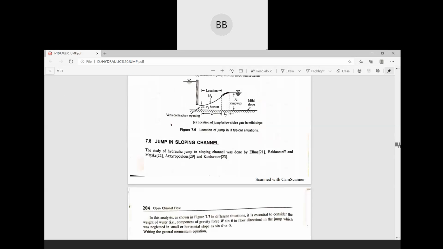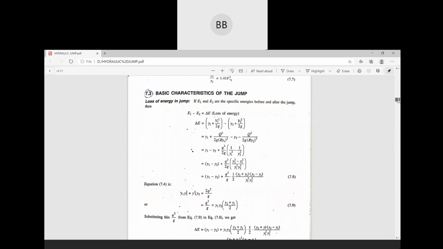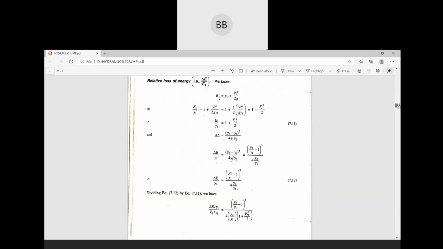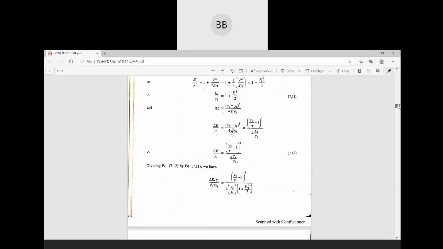Okay, so next, loss of energy, I think we have already discussed. This is the equation for loss of energy. I think we have already derived this expression, right? This is the loss of energy equation. That is nothing but y2 minus y1 whole cube divided by 4 y1 y2.